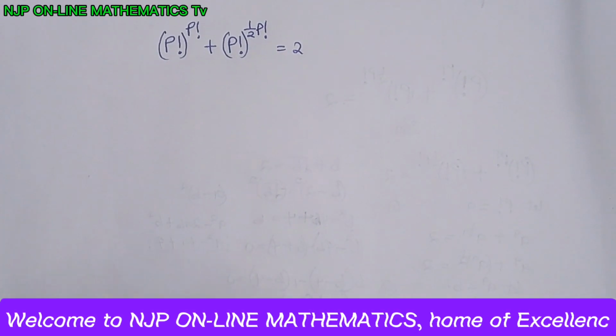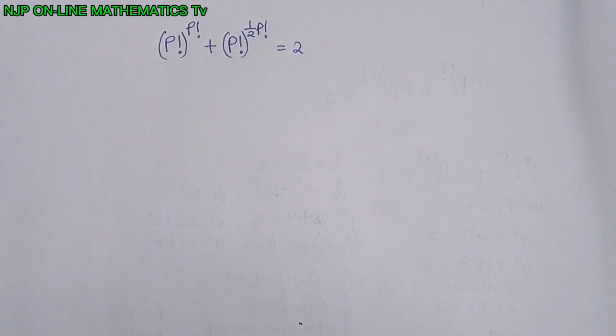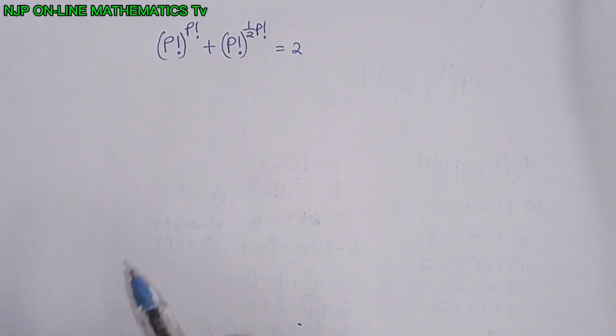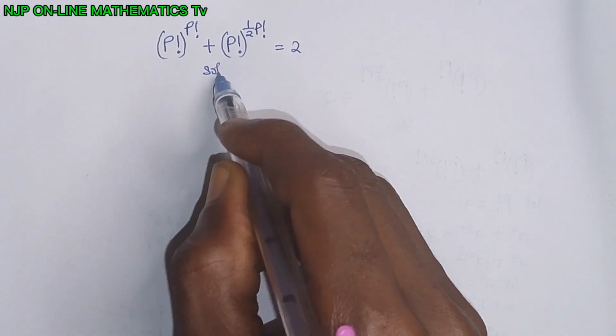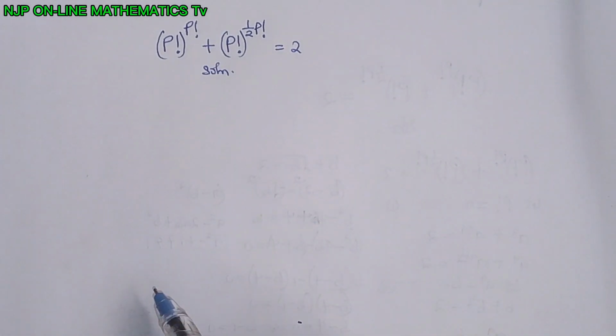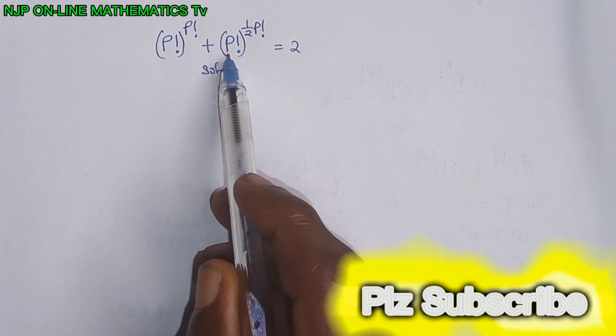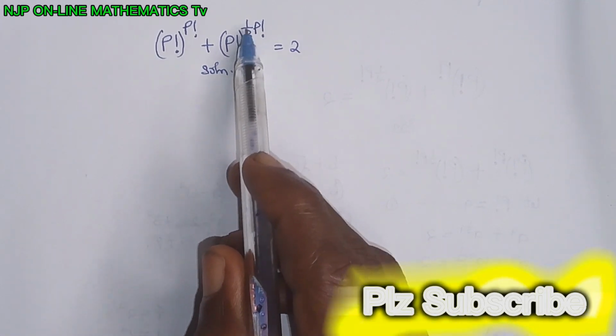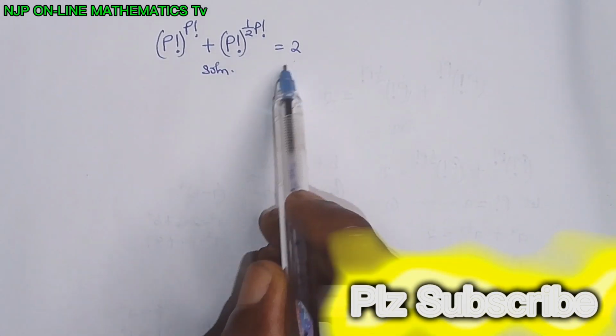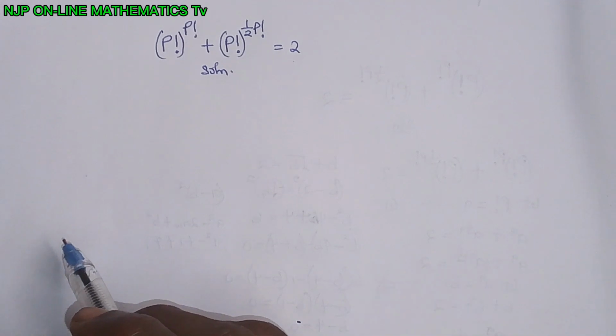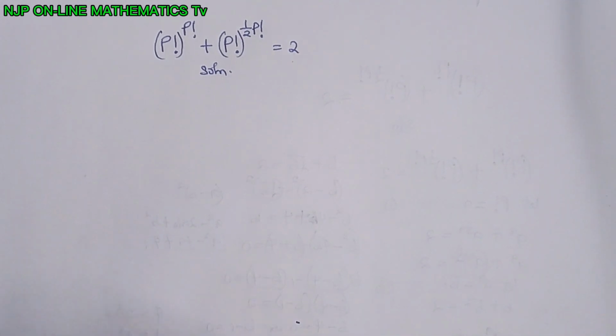Let's solve this problem involving factorial notation once more. For us to do this, we have to solve this problem given the solution. The problem is (p!)^(p!) + (p!)^(1/2) = 2. We should determine the value of p as a positive integer.